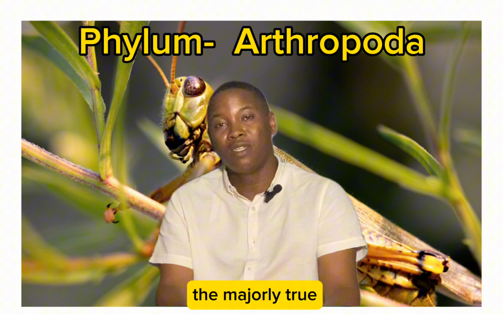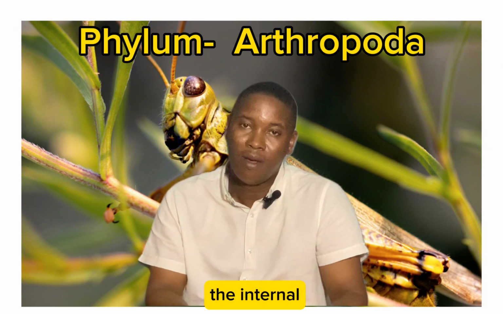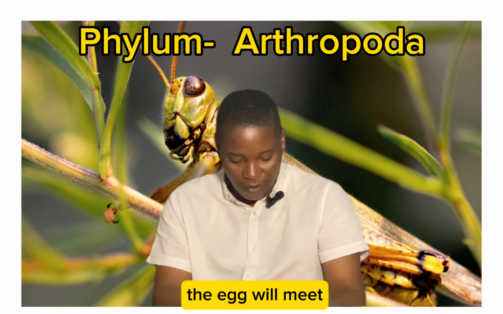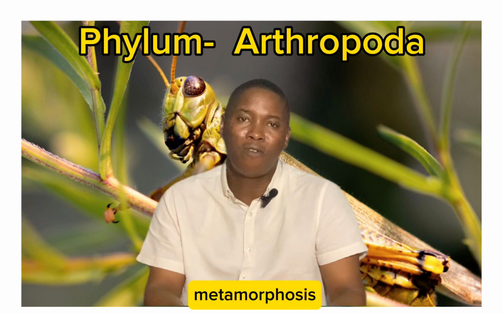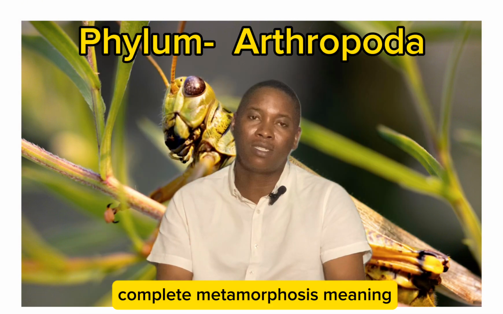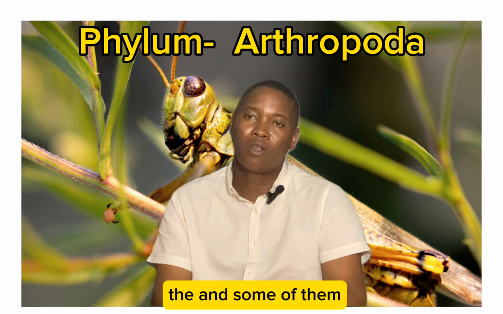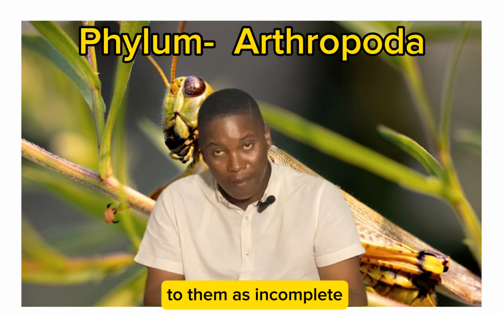Their reproduction is majorly through sexual reproduction, and fertilization is internal, meaning the sperm and the egg meet inside their body. Sometimes they undergo what they call metamorphosis, meaning they change form. When they are born, they start as an egg. Then from there they move to larva, to pupa, and to adult. And some of them have complete metamorphosis, meaning the 4 stages are there, and some of them have 2 or 3 stages, and that one we refer to as incomplete metamorphosis.